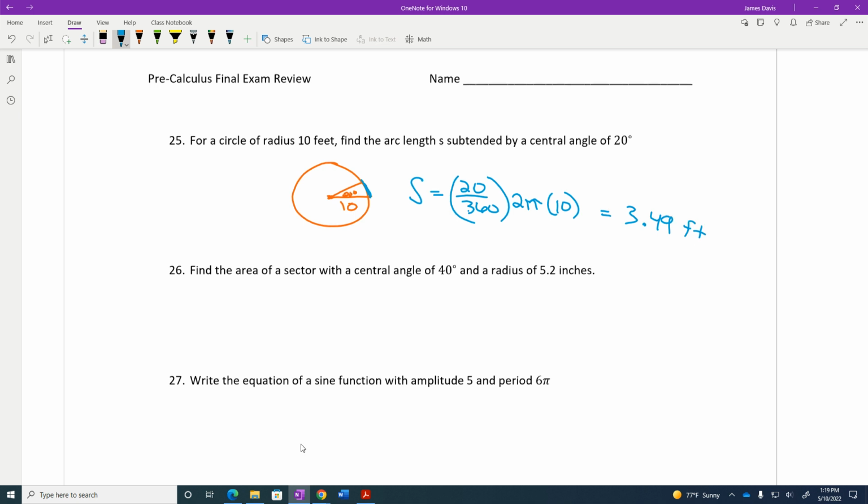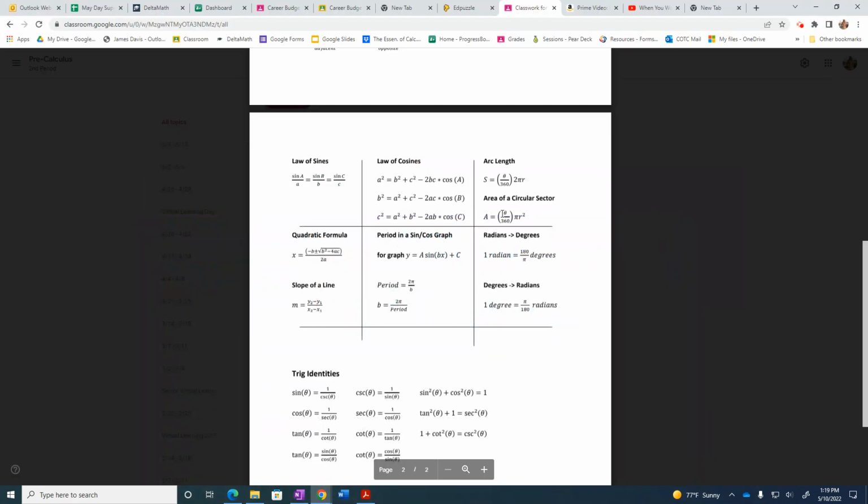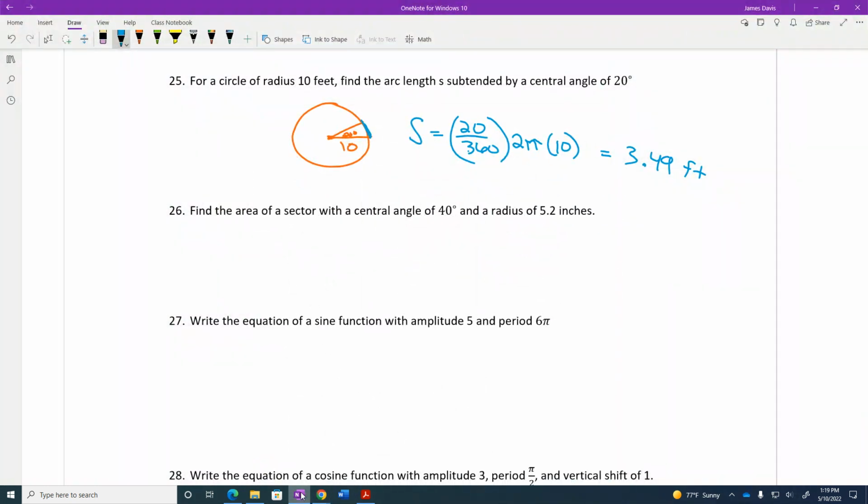All right, and then sector area, also pretty easy. It's just going to be the angle over 360 times the area, which is pi r squared. And the sector area represents that shaded in part there. This one will be A equals the angle over 360, 40 over 360, times pi r squared, so pi times 5.2 squared.